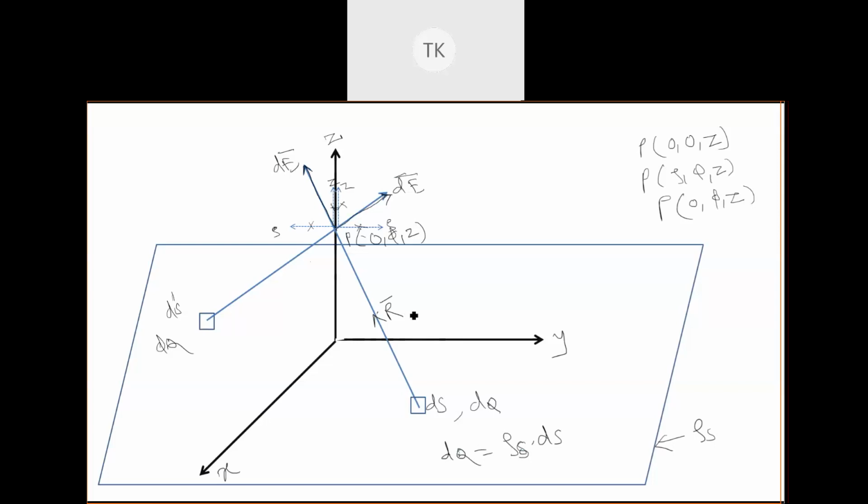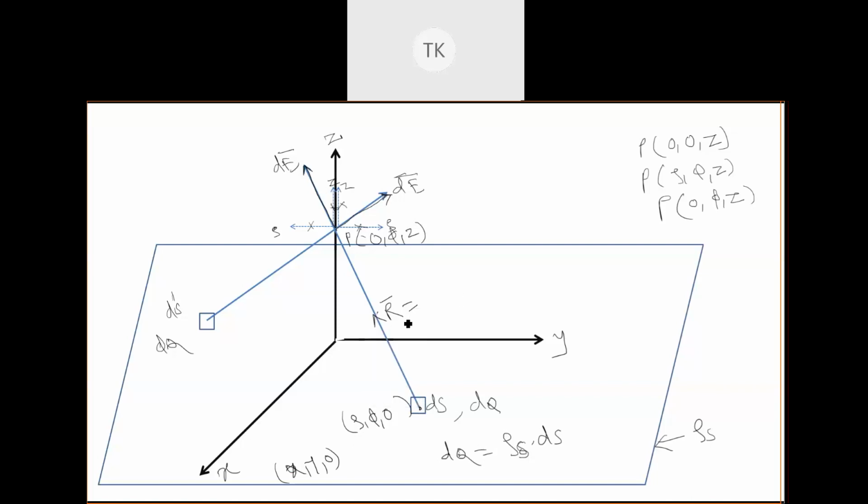So what will be the vector r? We can define vector r with the help of the components, but actually we need to define coordinates for the dq point also. It will be in the xy plane. In the Cartesian coordinate system it will be x, y and 0, but in the cylindrical coordinate system it will be rho, phi, 0, because it lies in the xy plane, so there will be no component in the direction of z.